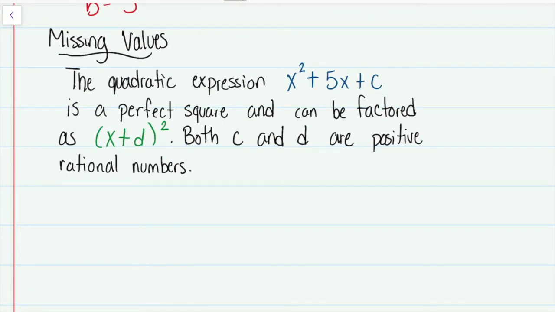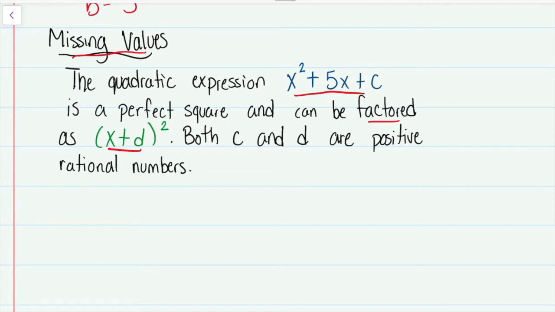Okay, now we're on a good one, guys. We're trying to find the missing value here. They tell you that this side is a perfect square and is the factored version of this. So just because you find a factor doesn't mean they're not equal. They're just written in a different way.